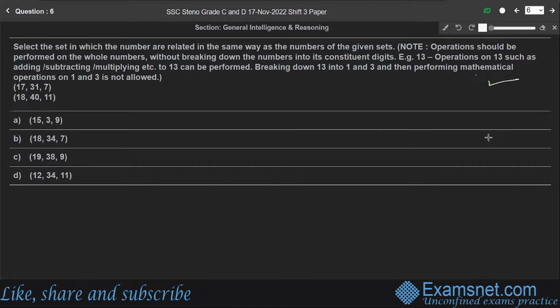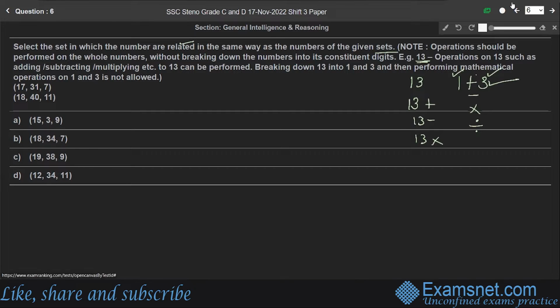Question number 6. Select the set in which the numbers are related in the same way as the numbers of the given sets. Here is a note: operation should be performed on the whole numbers. For example, 13, right? So you should not break down the number 13 as 1 and 3 separately and then perform operations on 1 and 3. Operations means mathematical operations like addition, subtraction, multiplication, and division, right? These operations should not be performed on the individual digits of a whole number. So operation should be performed on the whole numbers like 13 plus or 13 minus or 13 into. Should not break down the whole number into its constituent digits, right?